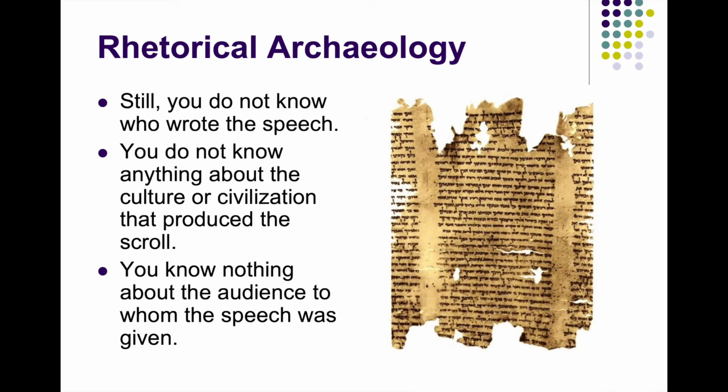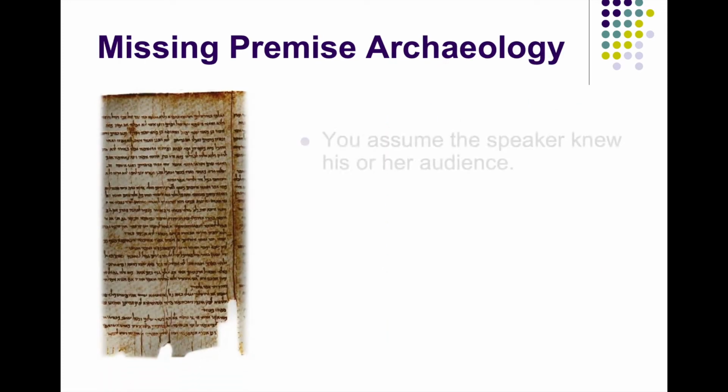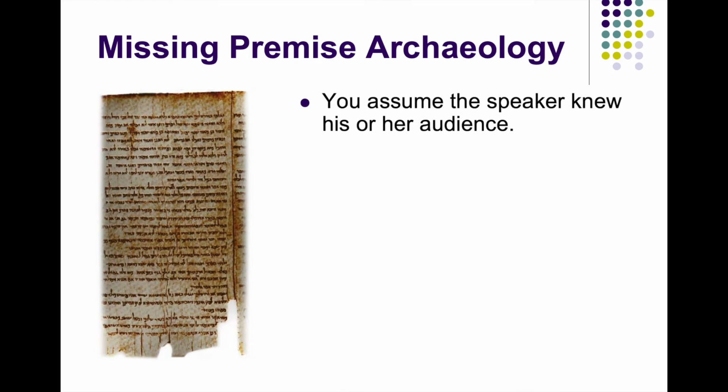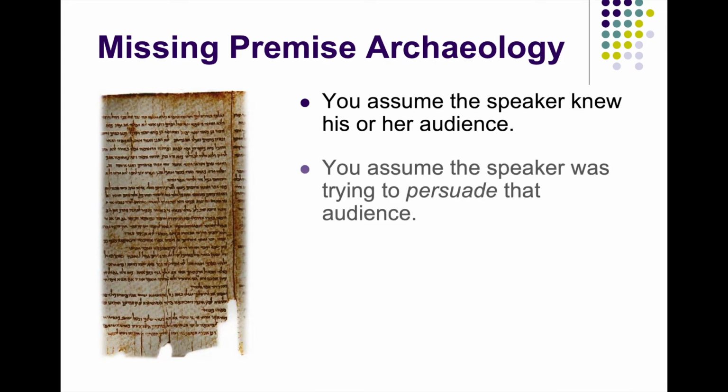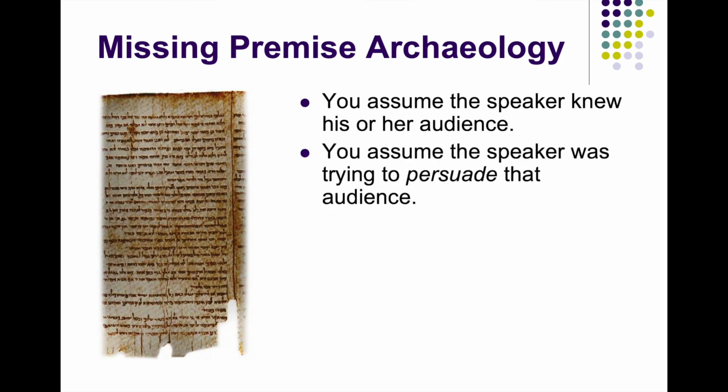And so that's where you can apply this idea of the second persona to generate a portrait of that audience, to reveal something about the values and the beliefs of that culture based on the text alone. Okay? So you have that ancient scroll, you know it's a speech, it has arguments. Presumably the arguments also then have missing premises. So you assume the speaker knew his or her audience, and you assume that the speaker was trying to persuade the audience, because why do you engage in arguments if you're not trying to convince someone, right?